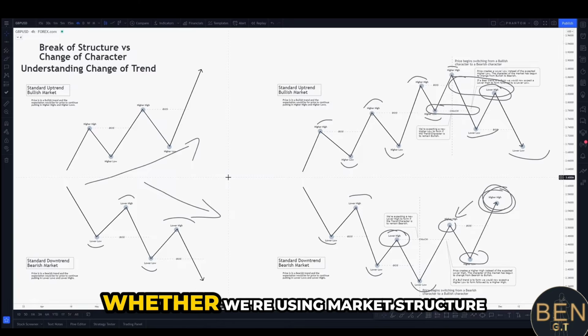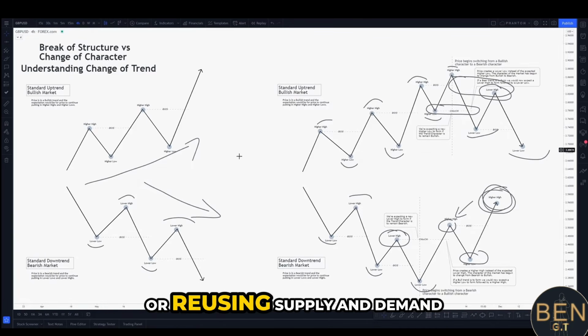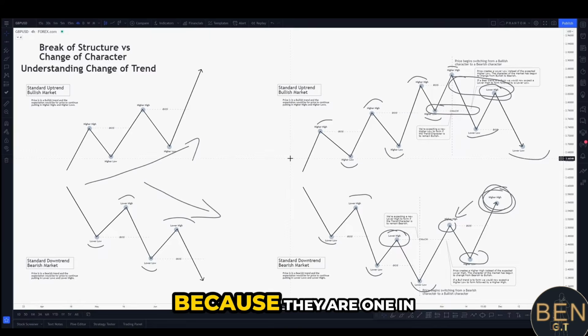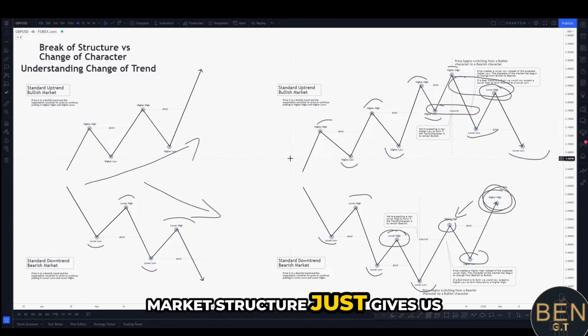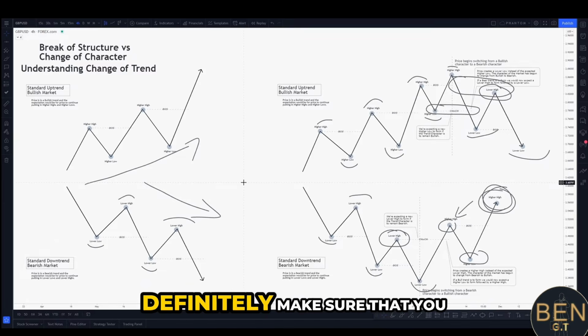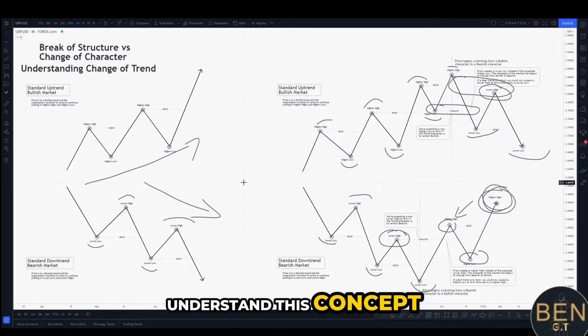And we can apply that whether we're using market structure or we're using supply and demand, because at the end of the day, we can derive market structure from supply and demand because they are one and the same. Market structure just gives us a slightly different lens or framework that we can understand and use to trade. But it's as simple as that in terms of changes of character and how they apply to the overall market. So definitely make sure that you understand this concept and are able to apply it on the charts.